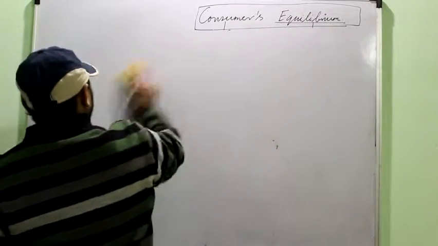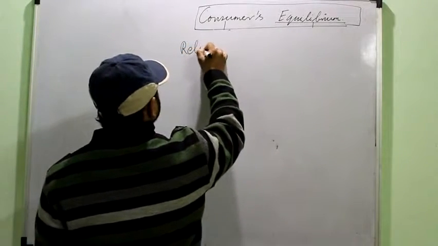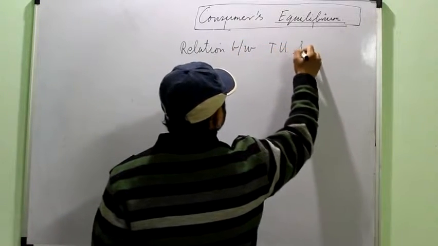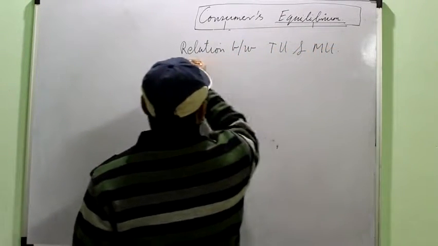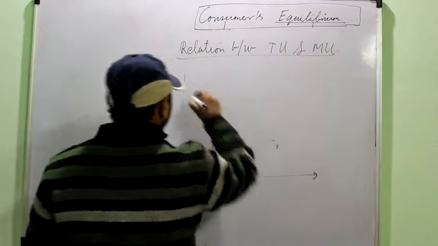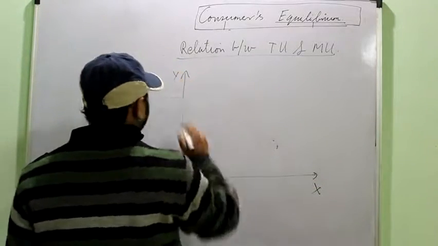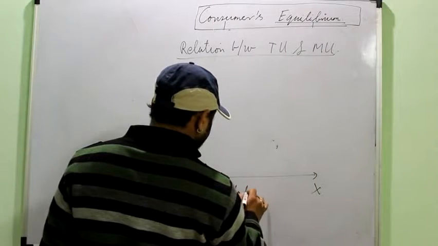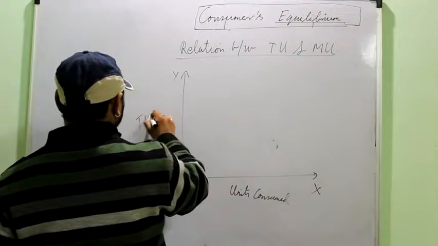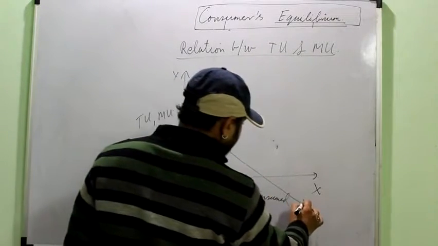So then the next topic of discussion would be the relation between total utility and marginal utility. As we have discussed in our law of DMU, first of all I'll just tell you what to mark on the axis. Here the x-axis shows the units consumed, and the y-axis shows total utility and marginal utility. So marginal utility always diminishes.